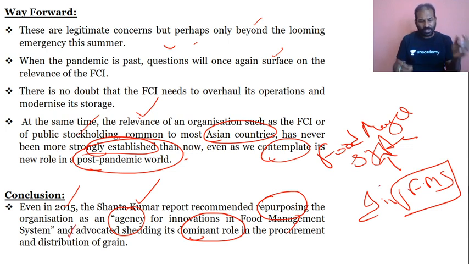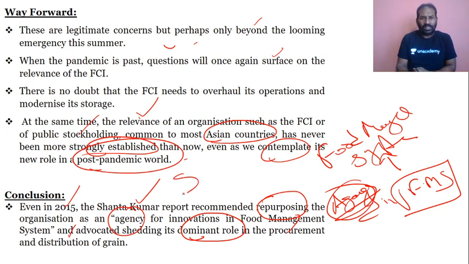So whatever is going ahead now, Satya, I will look at your point. There should be a food management system which has to come into place, and this is an agency which has to work. So a new agency has to come up, that is food management system, and this is very important. It was recommended in 2015 by the Shanta Kumar report.